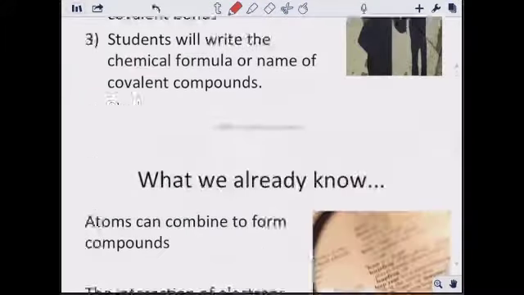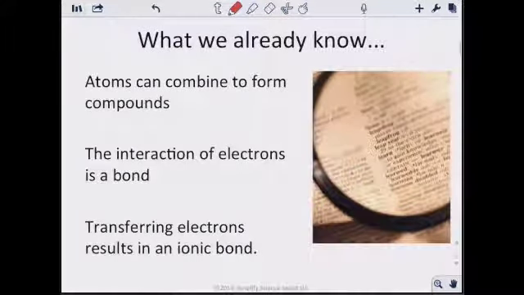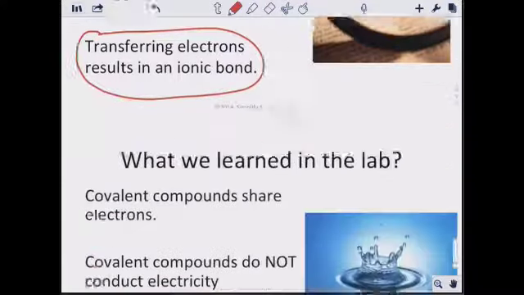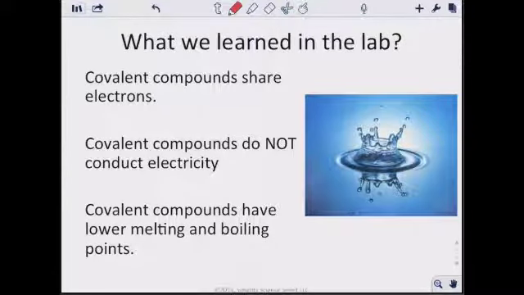So when we're looking at this, what we should already know is that atoms can combine to form compounds. We looked at ionic compounds, and we know that they form between cations and anions and the transferring of electrons. And we know that the transfer of electrons is that ionic bond. What we learned in the lab is that covalent compounds share electrons, that covalent compounds do not conduct electricity, and that covalent compounds have lower melting and boiling points than ionic compounds.